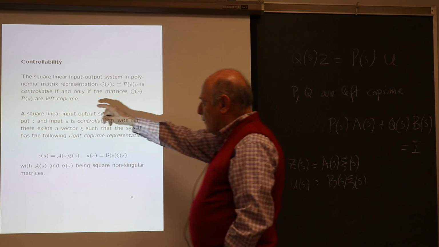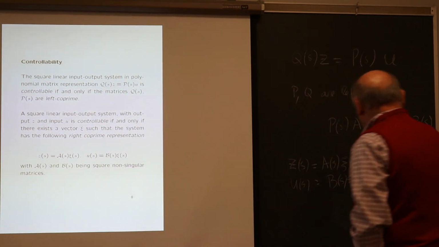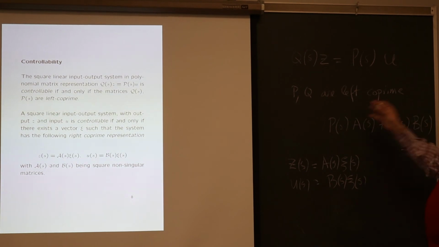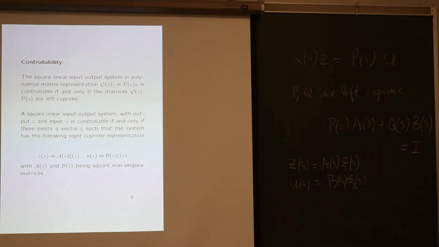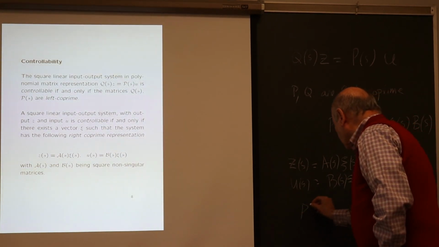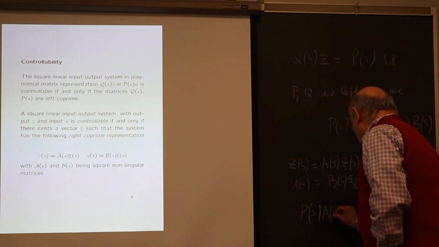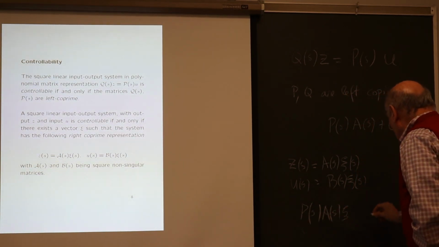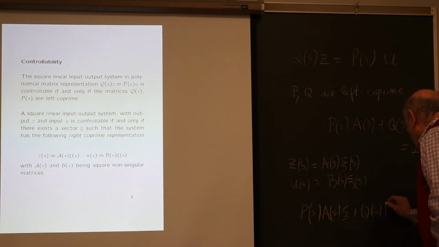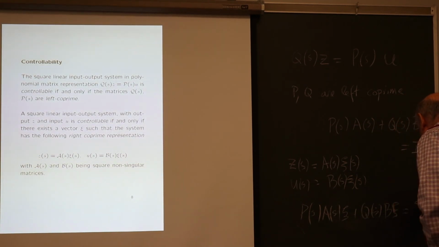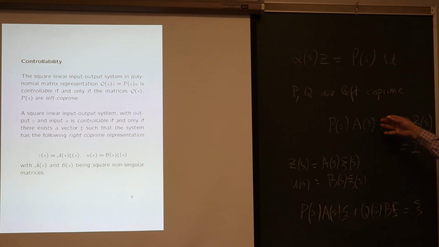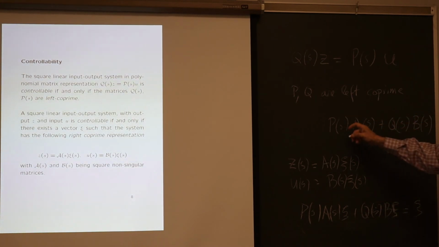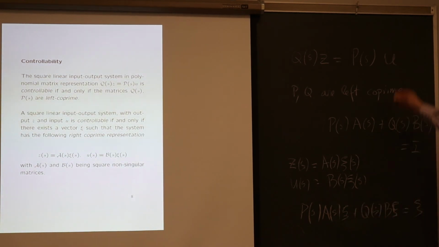Remember, Q and P are left coprime. That means there exist matrices A and B that, when multiplied on the right for P and Q, give you the Bezout identity. And so if we multiply the Bezout identity by this vector c, you will get Q B c equals c. Multiplying this identity on the right by the vector c, you get P A c plus Q B c equals c. So this is very reminiscent of this representation.